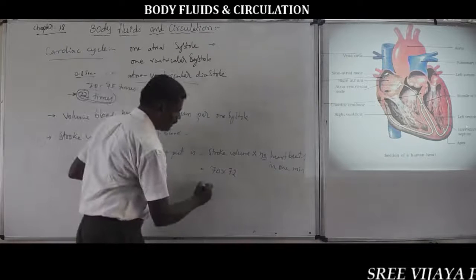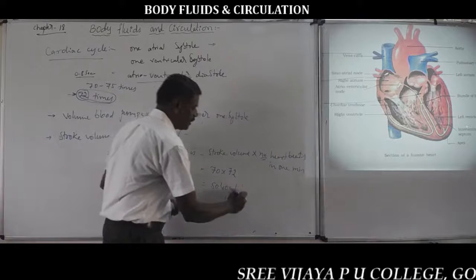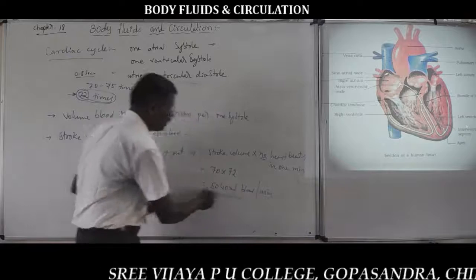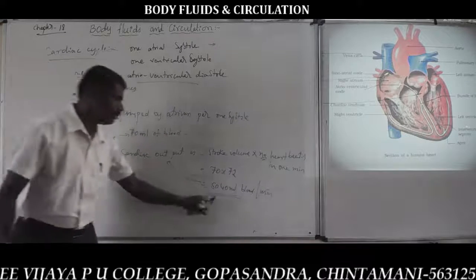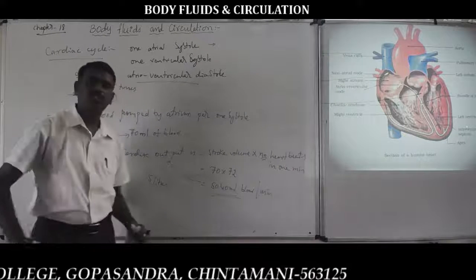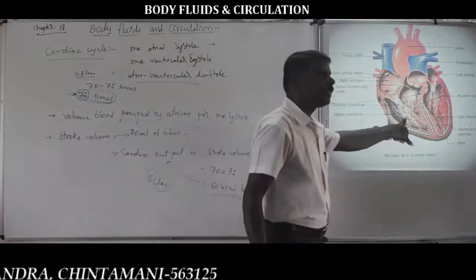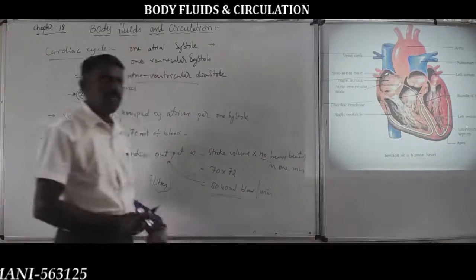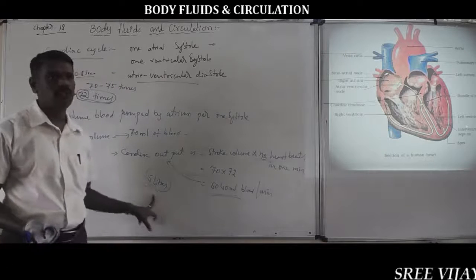So when we calculate, nearly 5040 ml of blood is pumped per 1 minute. This 5040 ml is nearly 5 liters of blood, which is pumped by one ventricle. So within 1 minute, one ventricle pumps 5 liters of blood.